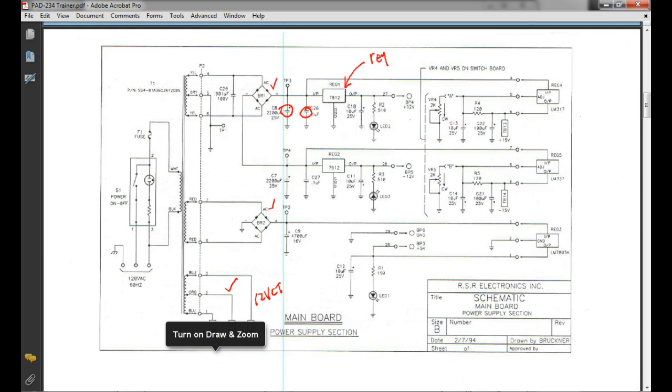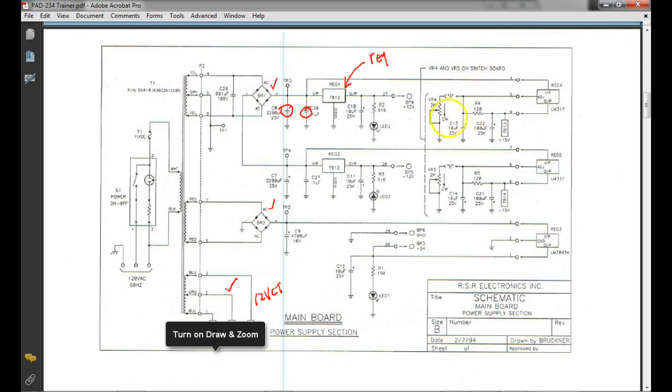They only got how many? 3 terminals on them. These are positive regulators. The 7812. So the 78 series are positive regulators, the 79 series are negative regulators. And then what they do is they give you the voltage. So a 7812 is a 12 volt regulator. A positive 12 volt regulator. A 7912 is a what? Is a negative 12 volt regulator.